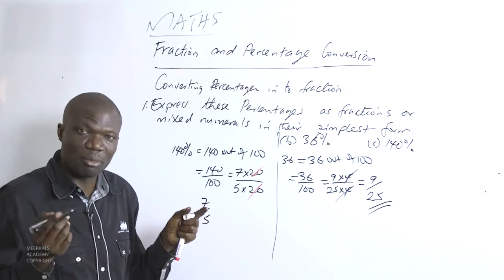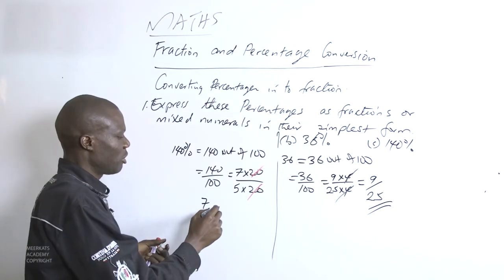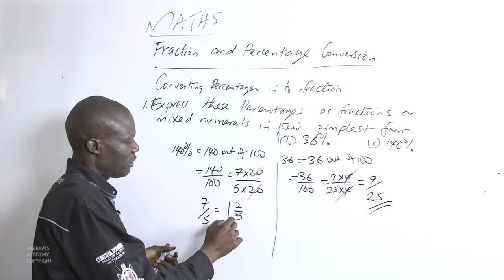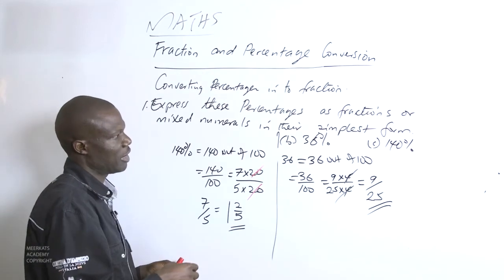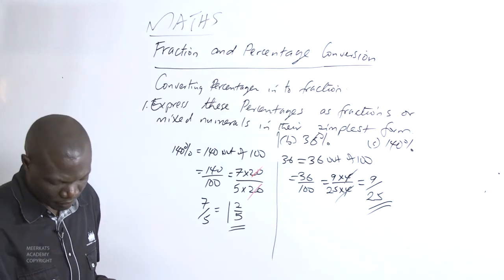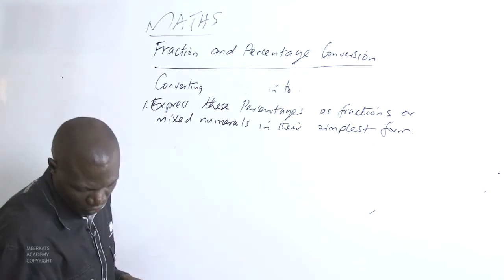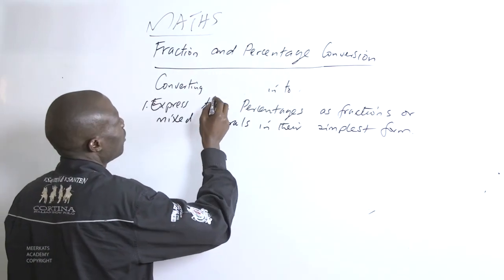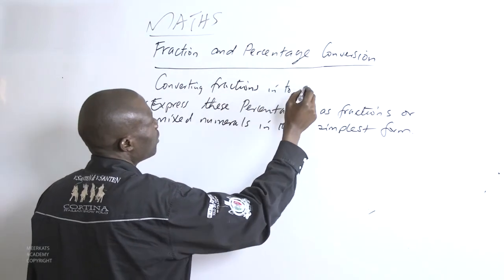I can leave it as an improper fraction, or as a mixed numeral, which will mean it is 1 and 2 over 5. That is if we are to give the answer as a mixed numeral. For the last question, where we shall look at fractions to the equivalent percentages, convert the following fractions into percentages.